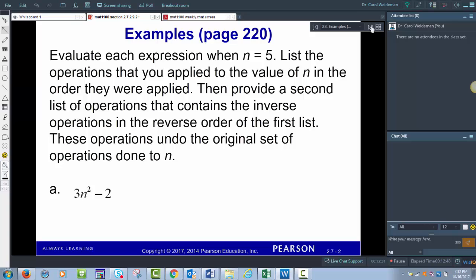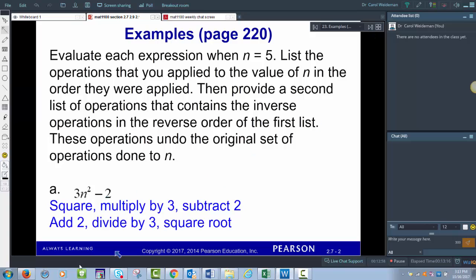Evaluating expressions is something we're going to cover in this section. They're going to give you an algebraic expression and then give you a value for the variable, or values for multiple variables, and say evaluate when x equals, or in this case when n equals. Then we also want to give the operations that contain the inverse operations in the reverse order of the first list. So what do we do here in order to evaluate it? First we're going to square, multiply by 3, and then subtract 2. The opposite would be add 2, divide by 3, and take the square root.